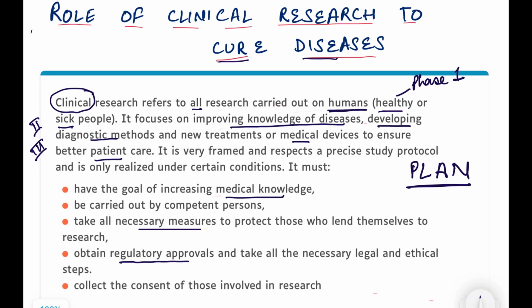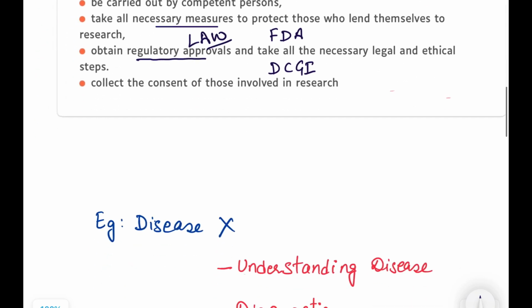Regulatory approval means there are certain laws that you have to follow to do research. If you are in the US, you have to follow FDA rules. If you are in India, you have the DCGI new drug rules. If you are in Europe, EMA rules are there, right? So in whichever country you are doing research, you have to follow the law of that country. And now let's understand how this research is actually done.